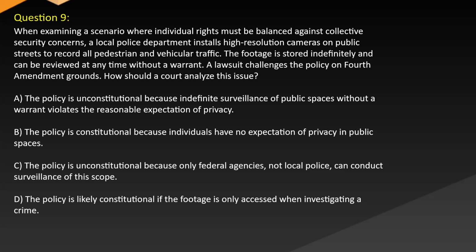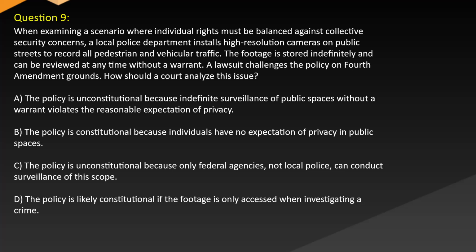Question 9. When examining a scenario where individual rights must be balanced against collective security concerns, a local police department installs high-resolution cameras on public streets to record all pedestrian and vehicular traffic. The footage is stored indefinitely and can be reviewed at any time without a warrant. A lawsuit challenges the policy on Fourth Amendment grounds. How should a court analyze this issue?